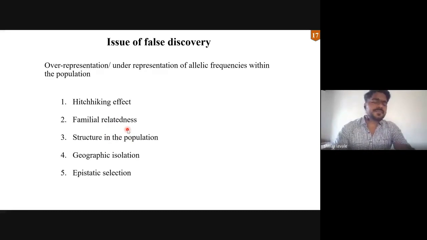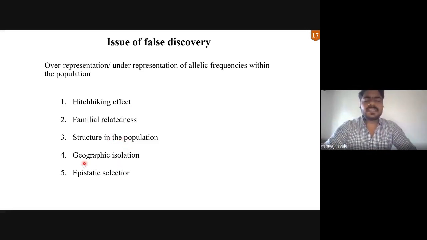Structure means, suppose in case of rice, we have a collection of indica varieties and japonica varieties. Certain alleles have high frequency in indica, certain have high frequency in japonica. Certain alleles will be similar in both cases. So when we take all these accessions together as a germplasm panel, there will be relative over representation or under representation of certain alleles, and those will cause false discovery. This geographic isolation is the same as that of structured population.